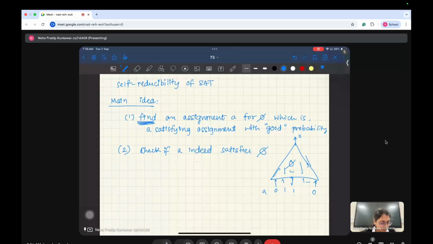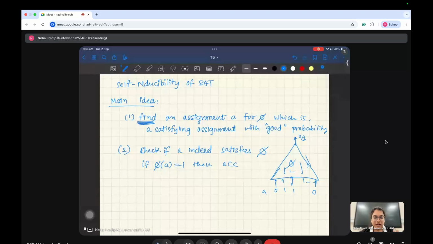Otherwise, if phi of A is equal to 0, that is, A does not satisfy phi, then we are going to say reject. One thing that we did not specify at the moment is how we find this assignment which, with good probability, is a satisfying assignment for phi if one exists. We'll do that, but let's try to understand the main idea of why we're doing this.